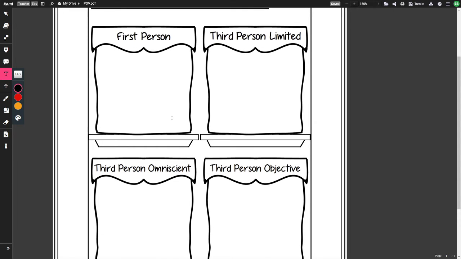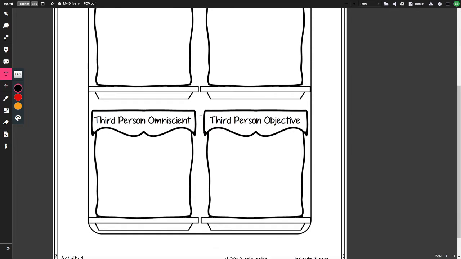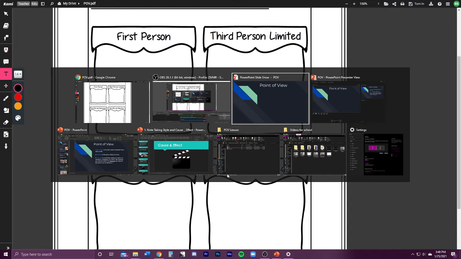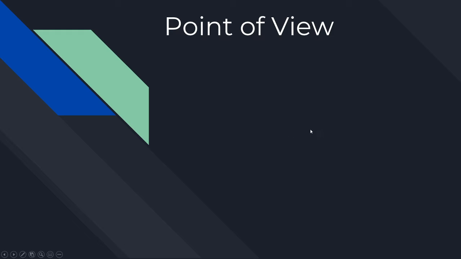So what I'm going to do is show you a slideshow that will tell us about all these different terms here, like first person, third person, limited. And I'm going to give you examples. Now, what I want you to do is just write down the example. And if you feel like you need it, you can put some extra information down as well. Okay, so without further ado, let's go ahead and flip over to our PowerPoint here.